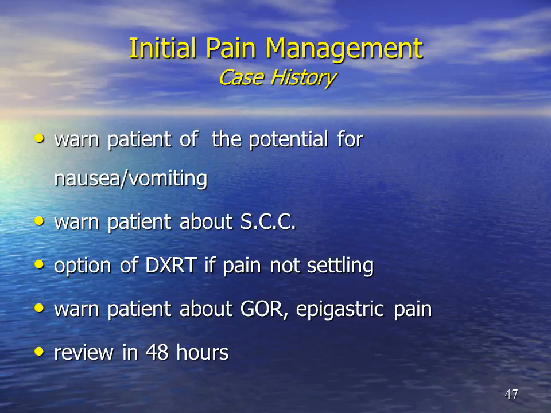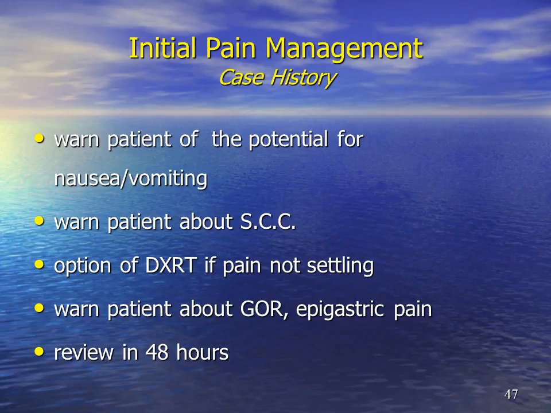So if you're starting a patient on an opioid, then you need to warn them about a number of things, particularly the gastrointestinal side effects, adverse effects, so nausea, vomiting, and constipation. If the patient has significant pain in their back, remember about the possibility of spinal cord compression, and as I've already mentioned, remember that radiotherapy can be extremely useful if the pain is not settling fairly rapidly. Warn the patient about gastroesophageal reflux or epigastric pain, particularly if you've commenced a non-steroidal anti-inflammatory drug. And the patient, if they're still having ongoing issues, needs to be reviewed fairly promptly, either by yourself or one of the nurses.